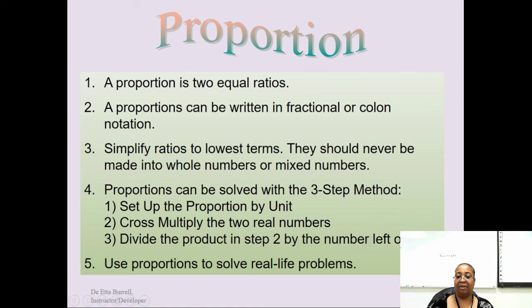Proportions can be solved with the three-step method. Actually, I prefer that method because it helps you organize your thoughts and it gives you an automatic plan. Use proportions to solve real-life problems. And so what I'd like you to do is go ahead to your study guide, start working on the proportions, and then let me know if you have any questions. Thanks.